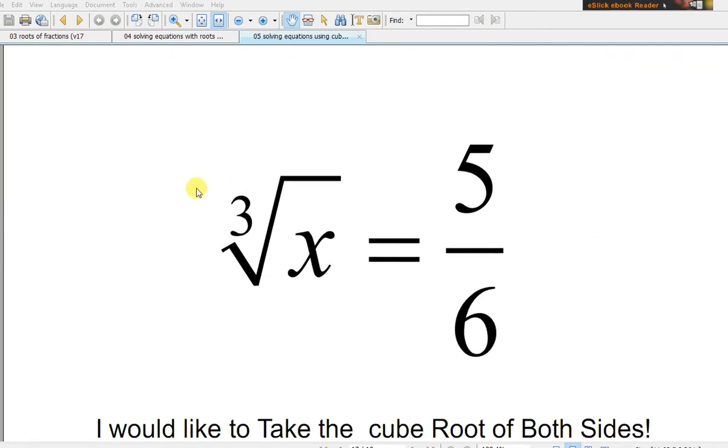This time I have to fight a cube root. How do I fight a cube root? I fight a cube root with a cube. So I'm going to cube everybody. See, 5 cubed is 125. And 6 cubed, what was that, 2 something? We just had it, right? 216.